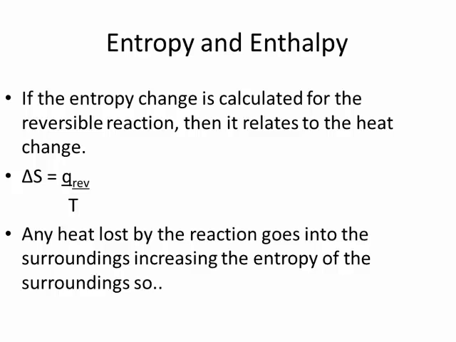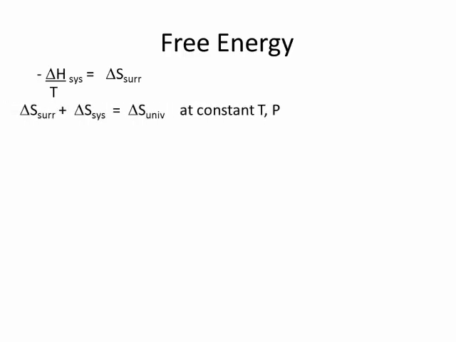So the entropy change is calculated for the reversible reaction and it relates to the heat change. S is the symbol that we use for entropy, so the change in entropy is equal to the heat of the reversible reaction divided by the temperature. Any heat lost by the reaction goes into the surroundings, increasing the entropy of the surroundings. So what that means is that your delta H of the system over the temperature, and notice there's a negative sign there because your system is releasing it, will cause a change in the entropy of the surroundings.